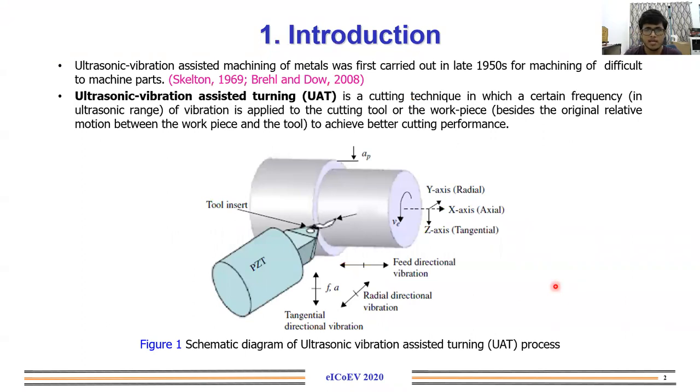As you can see, the schematic diagram of the UAT process is over here. What we do is perform the process of turning with a tool by providing it ultrasonic vibrations with the use of piezoelectric transducers. The vibrations are along the radial direction, and these vibrations allow the tool to be in contact with the workpiece for a limited amount of time, as compared to the all-time contact in conventional turning.